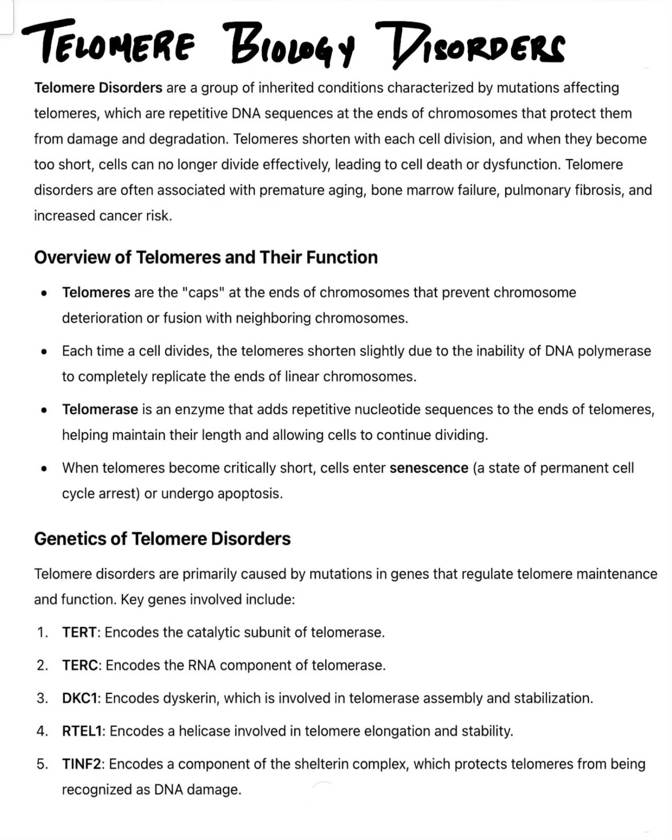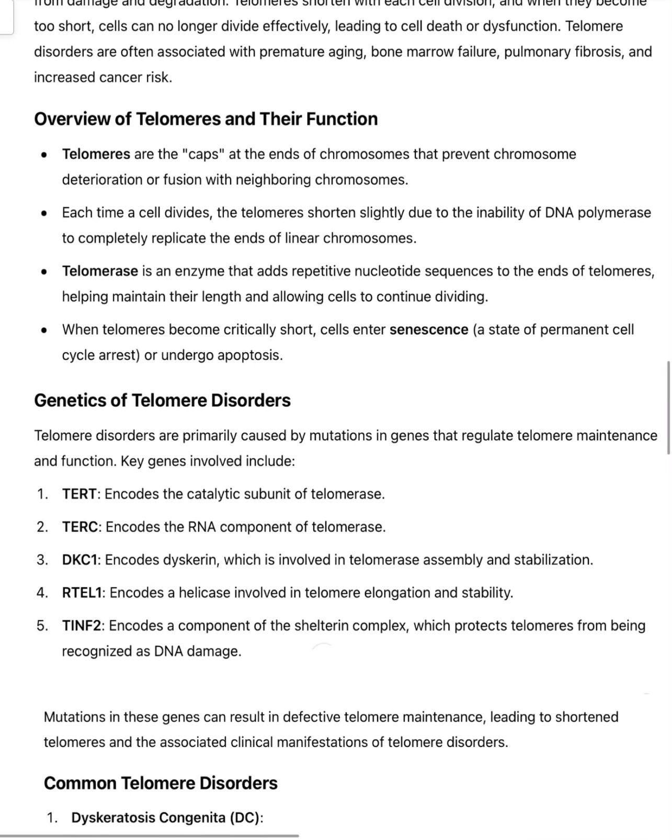These are a group of inherited conditions characterized by mutations which affect the telomeres. So what are telomeres? The repetitive DNA sequences at the end of the chromosome which protect them from damage and degradation. Each time the cell divides, the telomere length shortens slightly. This is because of the inability of DNA polymerase to completely replicate the ends of the linear chromosome.